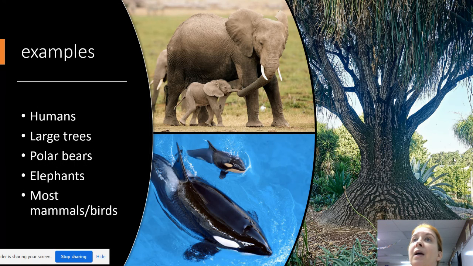Go play on YouTube. So examples: humans, very large trees, polar bears, elephants, most mammals and birds do a decent job of taking care of their babies.